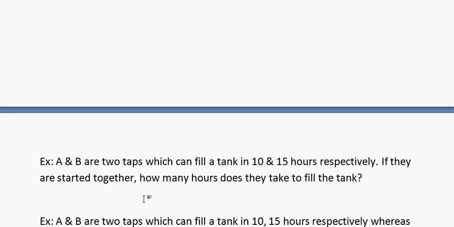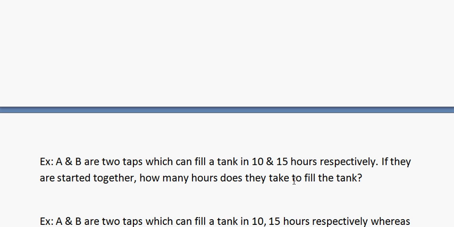So let's see what this question says. A and B are two taps which can fill a tank in 10 and 15 hours respectively. If they start together, how many hours do they take to fill the tank? It's similar to A and B can do the work in 10 and 15 days respectively. If they work together, how many days do they take to complete the task? In this case we know it would be how many?